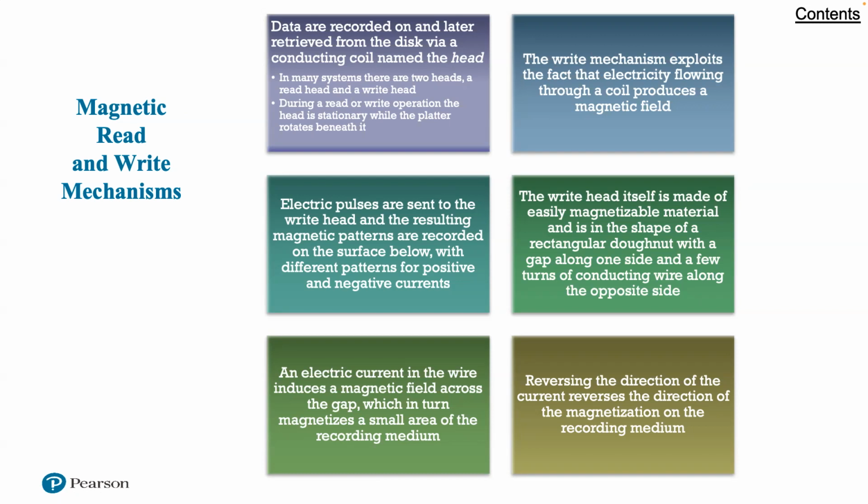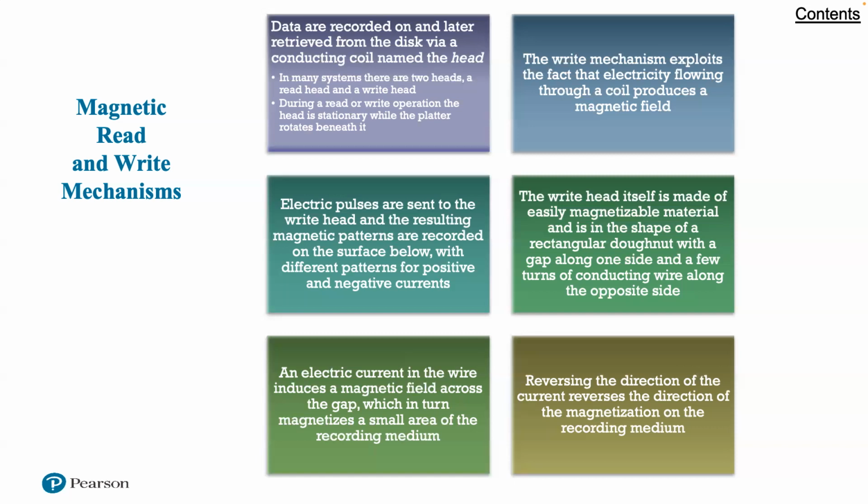The write head itself is made of easily magnetizable material and is in the shape of a rectangular donut with a gap along one side and a few turns of conducting wire along the opposite side. And so we'll see that in the next chart in figure 7.1. An electric current in the wire induces a magnetic field across the gap, which in turn magnetizes a small area of the recording medium.